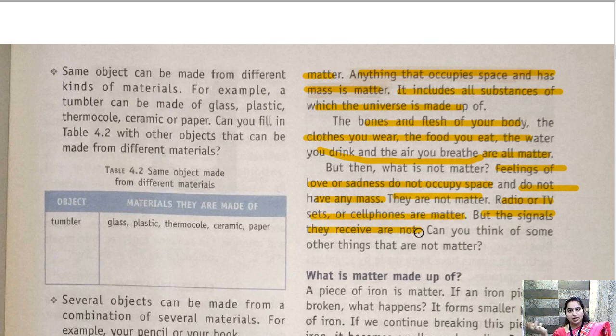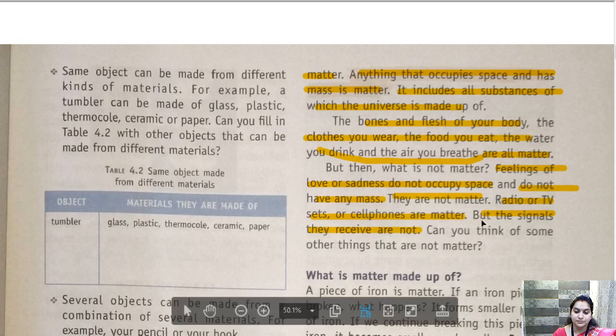Okay, the signal, can you see, the signal is occupying some space. The wire is occupying space, so the wire is matter. Cell phone is matter, TV is matter, but the signal that is passed is not matter, because it is not occupying space and it does not have any mass. So children, please think of more things that are not matter. Can you think of some other things that are not matter?